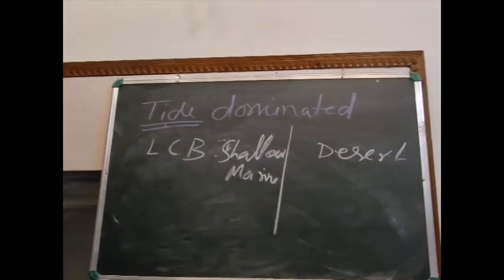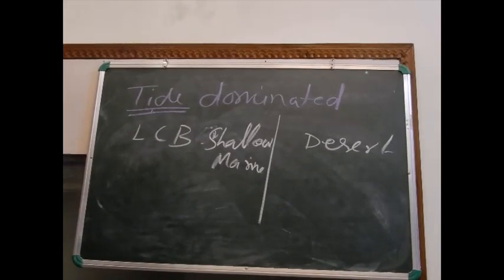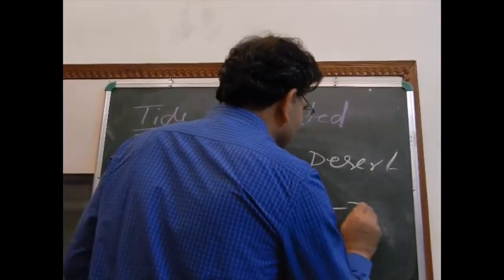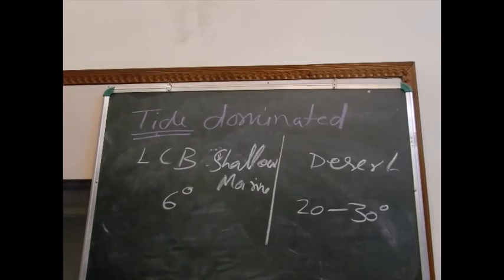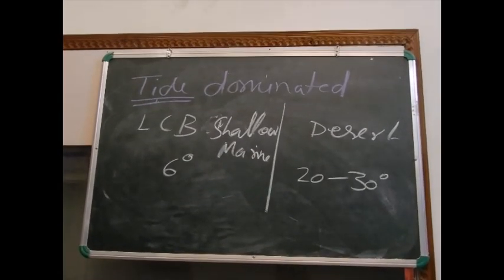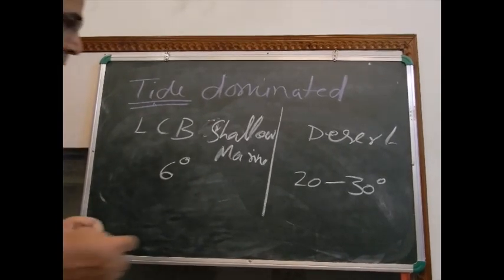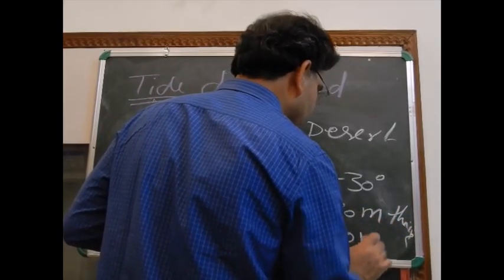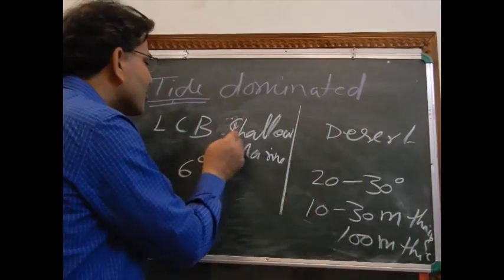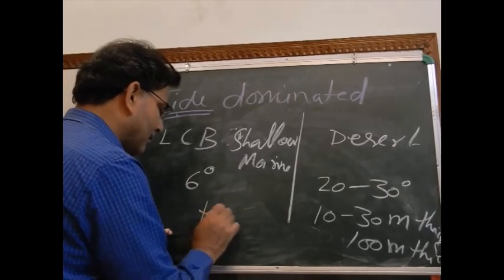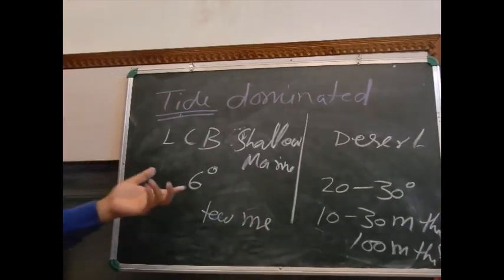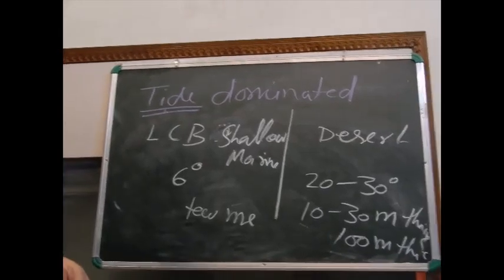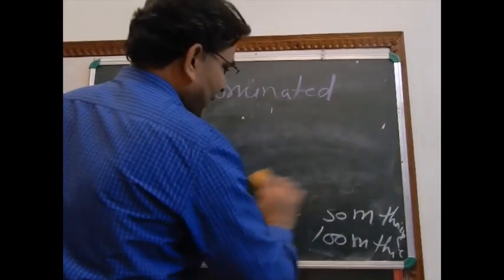In the case of the shallow marine environment, the foreset laminations generally dip at an angle of about 60 degrees. Whereas in the case of desert, the foreset laminations are inclined at an angle of 20 to 30 degrees. Generally, the Aeolian deposits are 10 to 30 meters thick. They may be 100 meters thick in some situations. Whereas the large scale cross bedding formed by the shallow marine environment is only a few meters thick. So this is the main difference, the inclination of foreset laminations and the thickness, between the shallow marine and the desert large scale cross beddings.